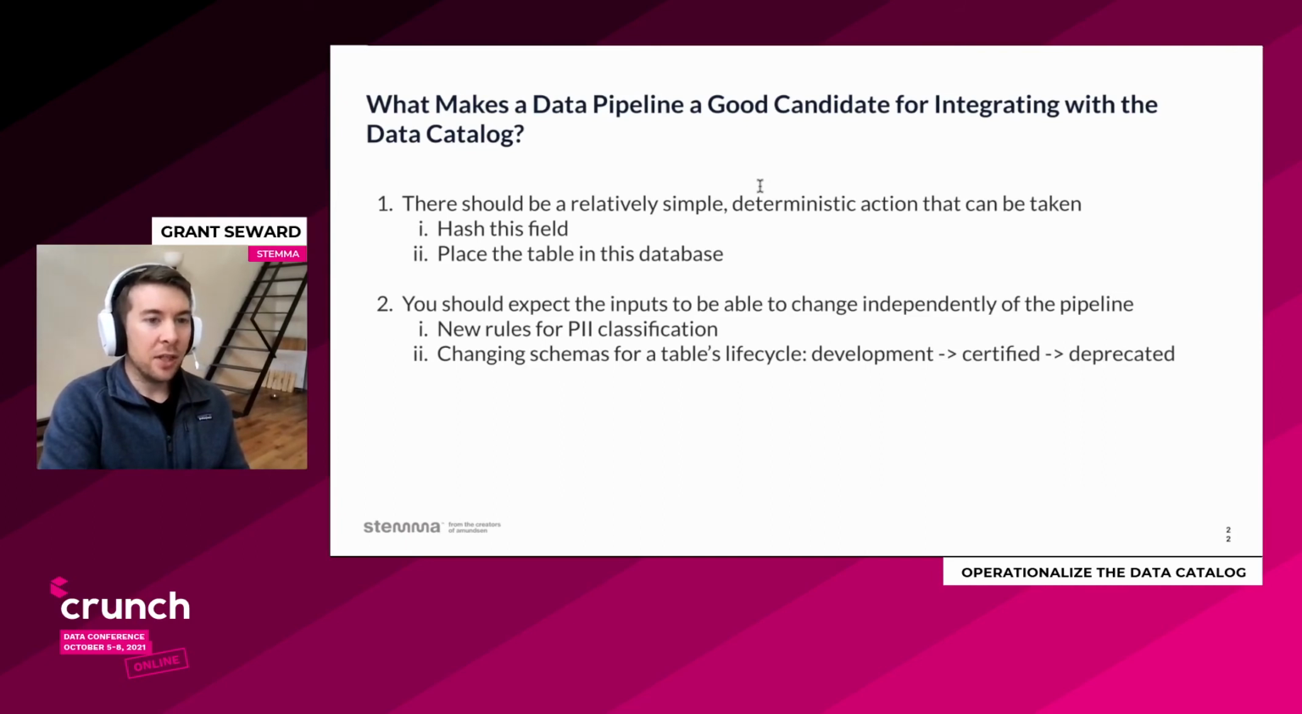And the second thing is that we would expect that the inputs here into this pipeline should be changed independently of the pipeline. Again, as we saw, PII classification comes from a legal team. They are going to be independent of the pipeline. And in addition, as we think about changing the life cycle of a particular table from development to certified to deprecated, this would also be an external decision made outside of the pipeline.